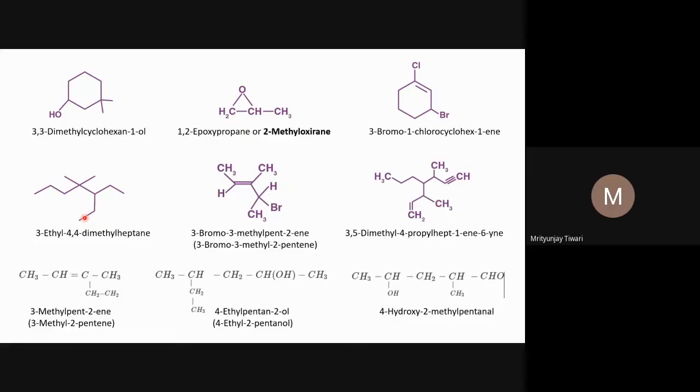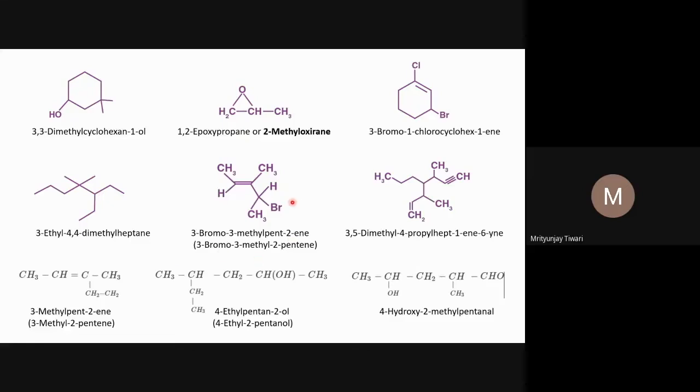Now let's see in which direction the numbering will be done. If we start numbering from here, 1, 2, 3, 4, the fourth position has a substituent, and the fifth position has an ethyl group. If you start numbering from this direction, 1, 2, 3, the third position has an ethyl group, and the fourth position has two methyl groups. So this way of numbering will be preferred. So we'll do the numbering 1 to 7, and the name will be 3-ethyl-4,4-dimethylheptane.